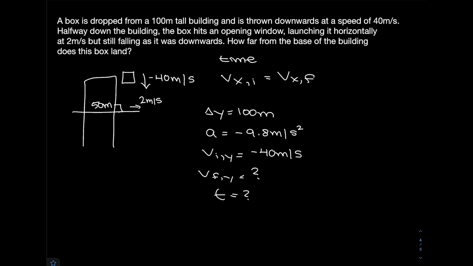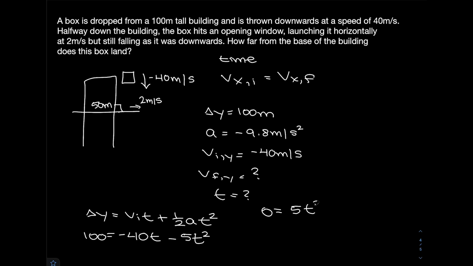Let's go ahead and use the same equation that we've been using, where delta y is equal to the velocity initial times time, plus 1/2 times the acceleration times time squared. Delta y is 100, the initial velocity is negative 40 times time, and we have 1/2 times the acceleration. We can simplify that down to negative 10, so it's minus 5t squared. Now this looks like a simple quadratic, so we can rearrange this function to get 0 is equal to 5t squared plus 40t plus 100.